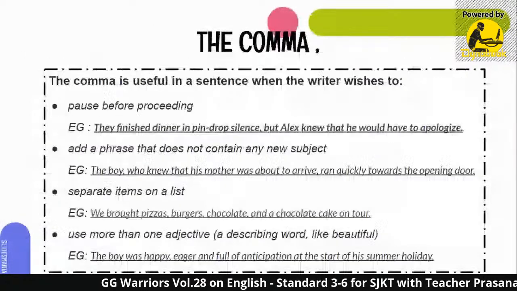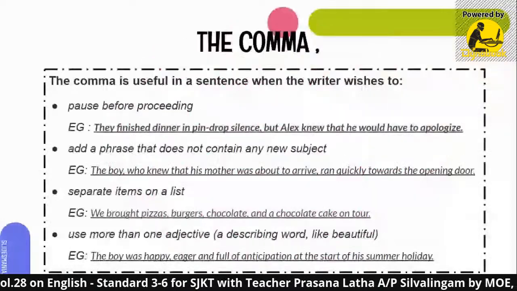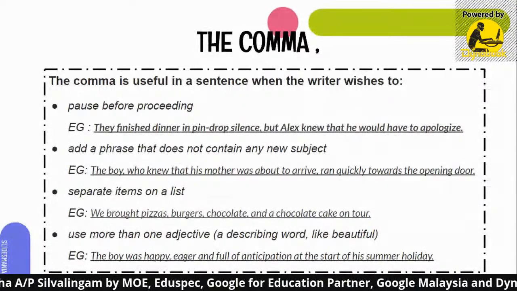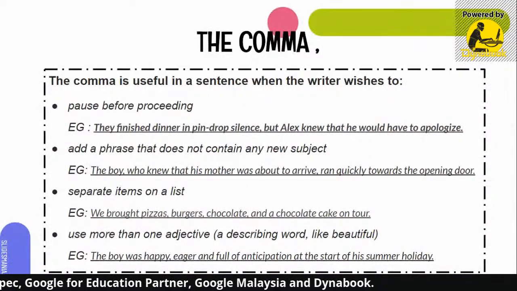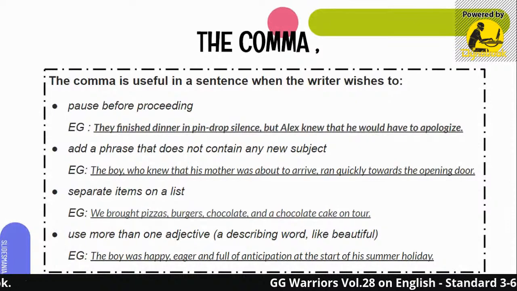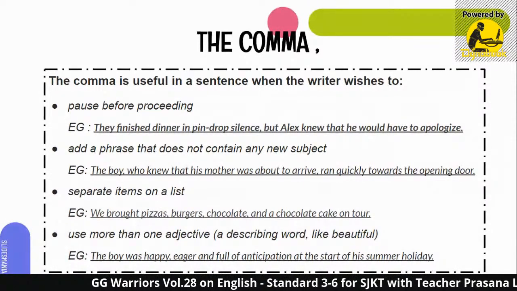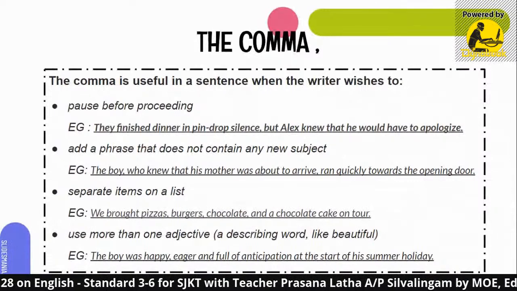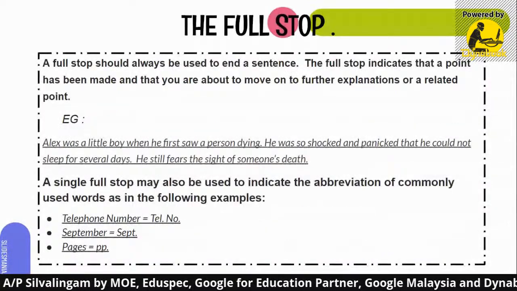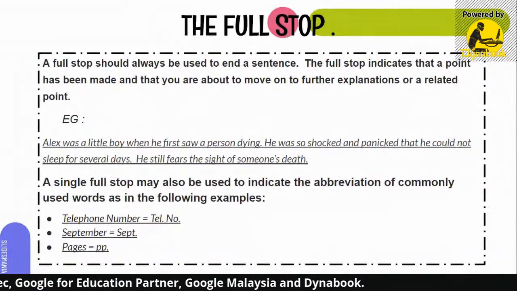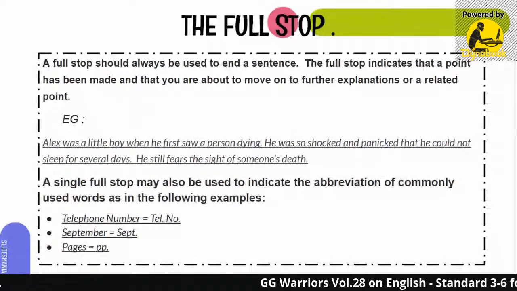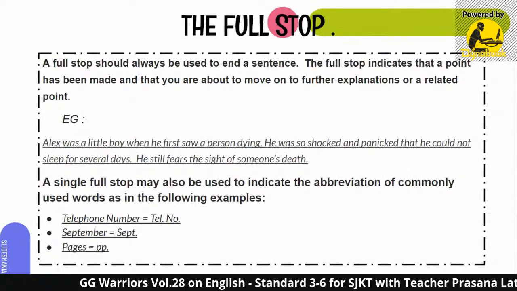First thing, comma. We have four conditions where we use a comma. When we want to omit the subject in a sentence, we would use a comma. When we want to separate a list of items, we would use a comma. And when we want to use more than one adjective in a sentence, we would use a comma. The next one is the full stop. When we want to end a sentence and begin a new sentence, we use a full stop. Or another thing is when we want to use short forms.